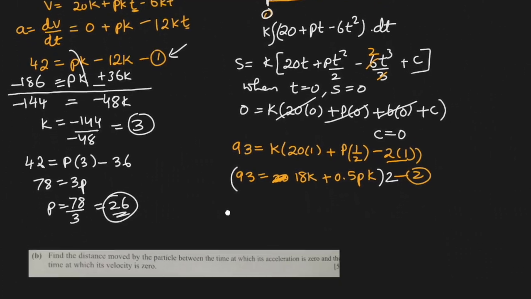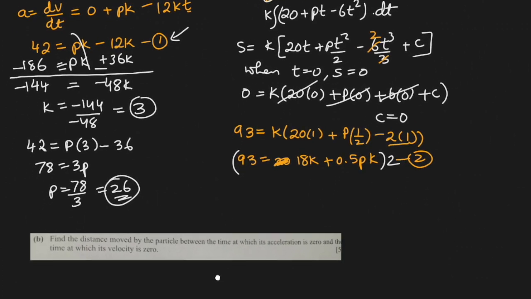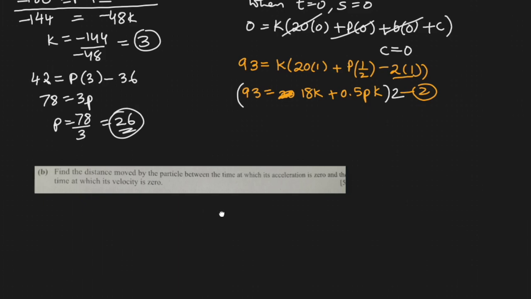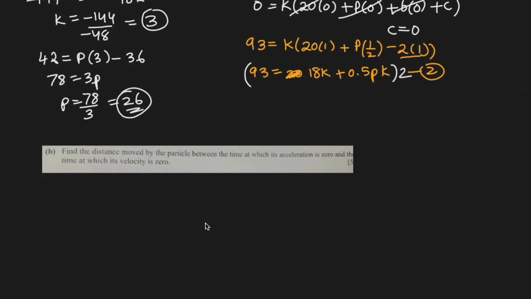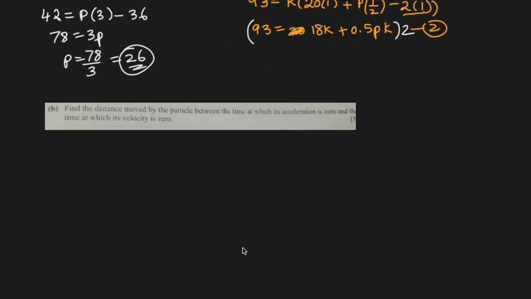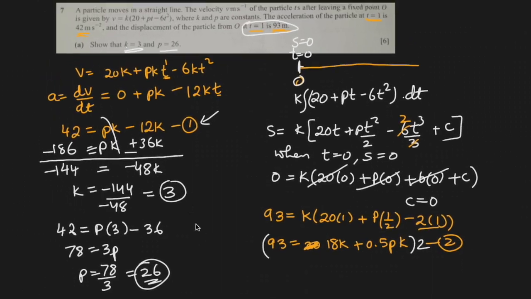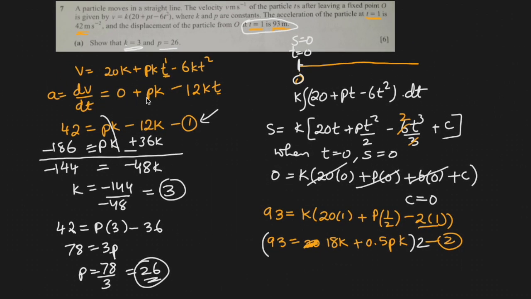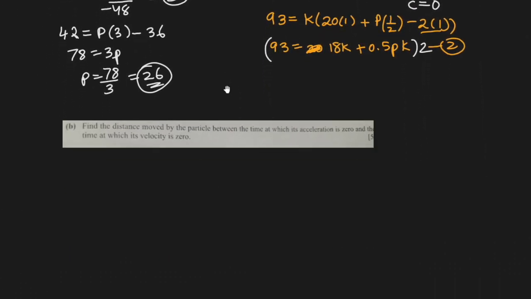Okay. We have another part for this. Find the distance moved by the particle between the time at which its acceleration is 0 and the time at which its velocity is 0. So we had an expression for acceleration already, which was this: Pk minus 12kt. So A equal to Pk minus 12kt, P is 26, K is 3.